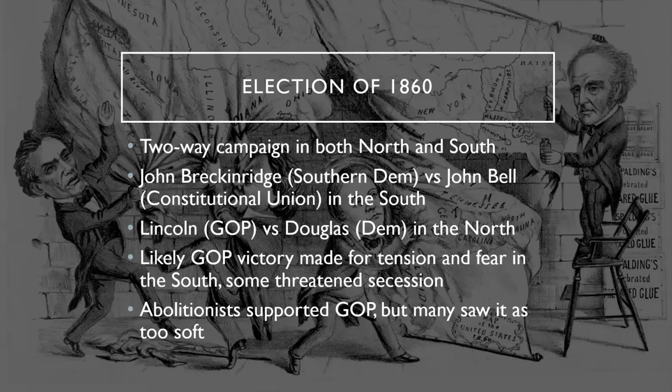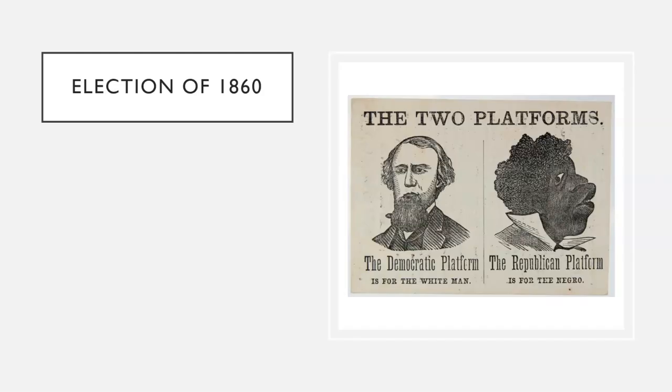Abolitionists supported the GOP and Lincoln, but they thought he was not pro-abolitionist enough. Okay, so they supported him, but they did not support him with a high level of enthusiasm, I guess we'd say, if that makes sense to you. So this election of 1860 is a very interesting one, and you can spend a lot of time analyzing all the details of it.